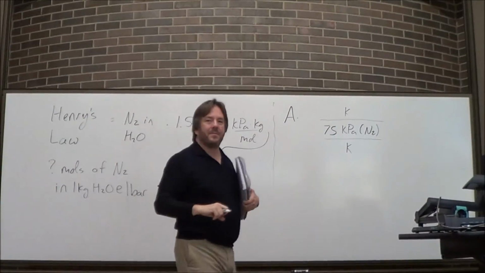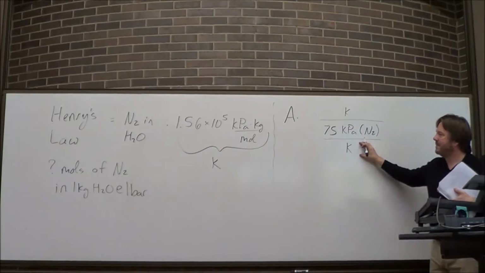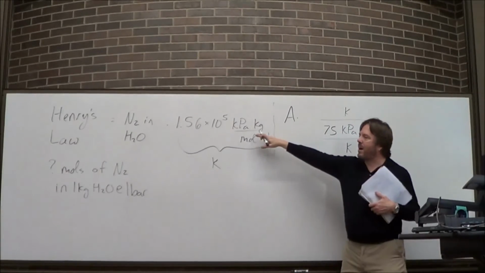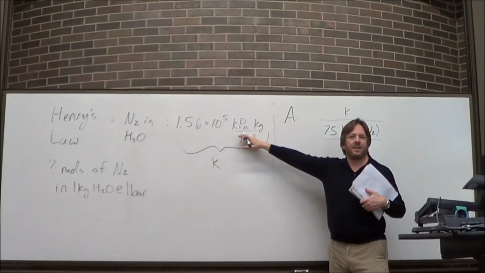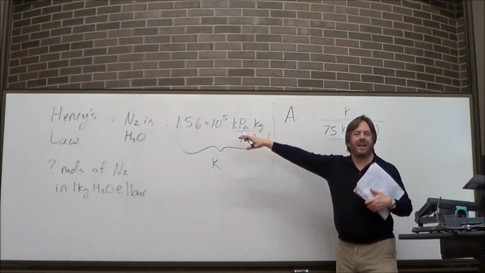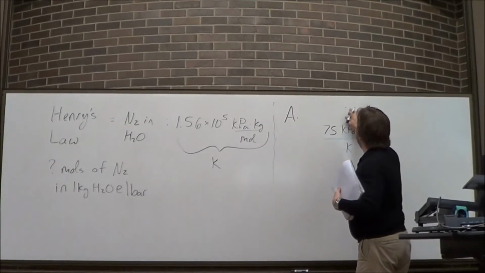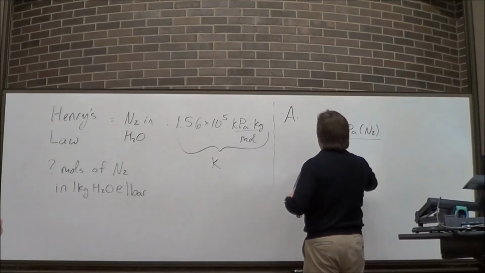Which is it? There's 1 vote for bottom. What do you think's top? So do I take this and divide by 75, or do I take 75 and divide it by that? Divide by that. Okay, yeah, you all got it right. Divide by this, and the reason is because I'll get moles on top. So that makes sense.